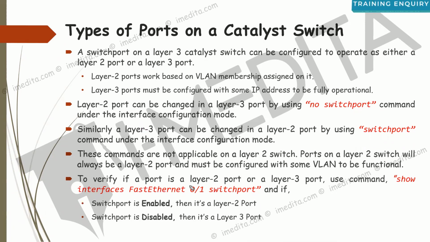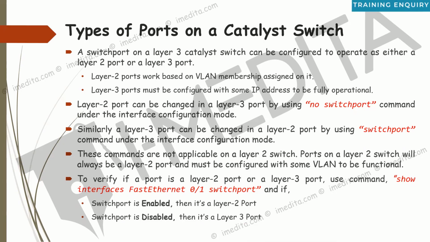If a port is a layer 2 port or a layer 3 port, how can we check it? The command is show interfaces, whatever the interface number is, and then switchport. If you see the switchport is enabled, then it is a layer 2 port. If you see the switchport is disabled, then it is a layer 3 port.